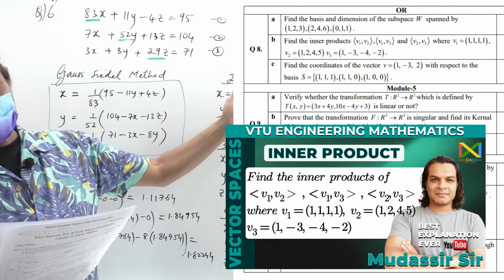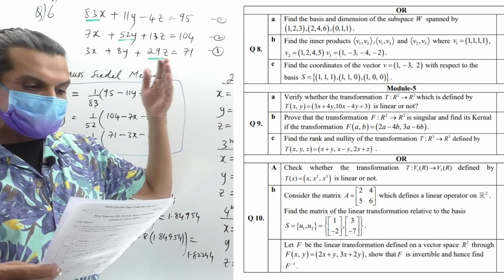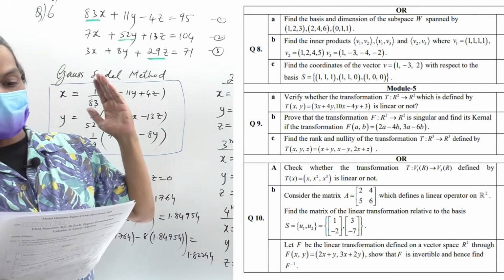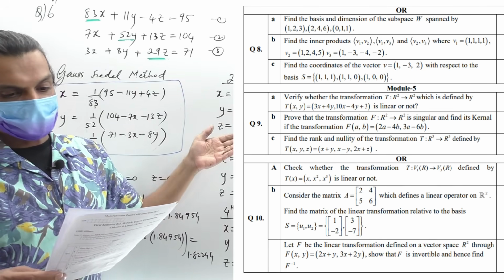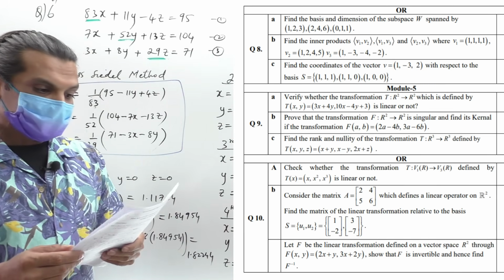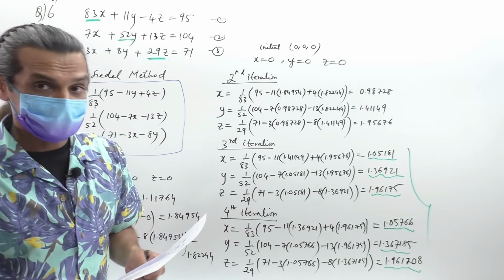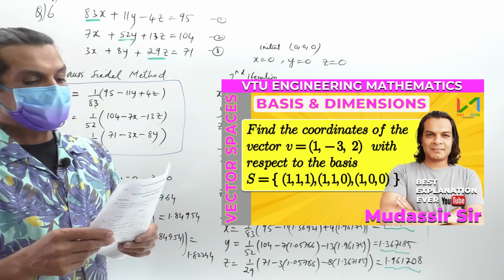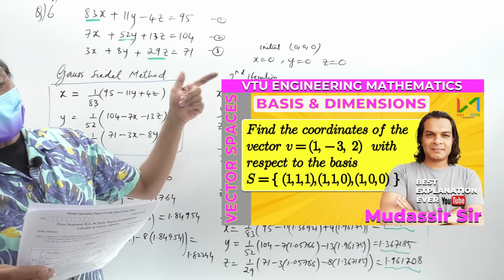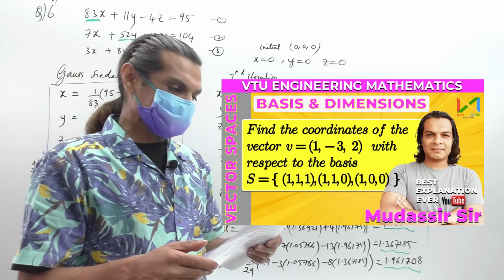Also the question is solved. Please refer to the link below. Also, for question number 8c, find the coordinates of the vector (1, -3, 2) with respect to the basis (1,1,1), (1,1,0), (1,0,0) is also solved. Please find the link in the description below and practice it.